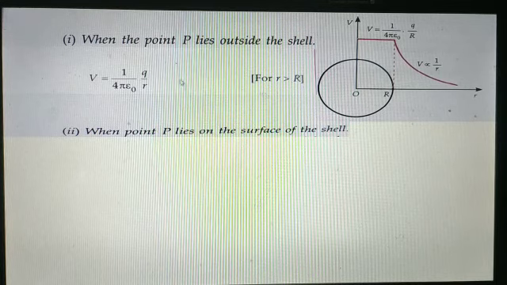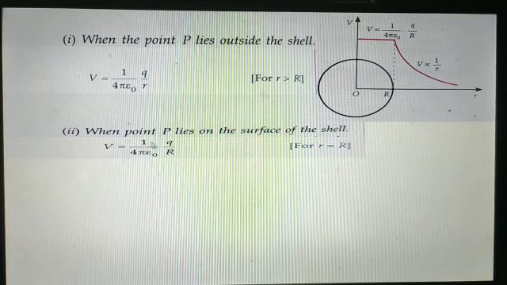Now look at the second condition, where the point P is taken on the surface of the sphere. In that case, in this formula there will be a change: small r will be replaced by capital R. So we have the formula 1 by 4 pi epsilon naught Q by capital R, where the value of small r is equal to capital R. You need to understand that when we consider the point at the surface also, it behaves as if the whole charge is concentrated at the center and the distance is capital R.